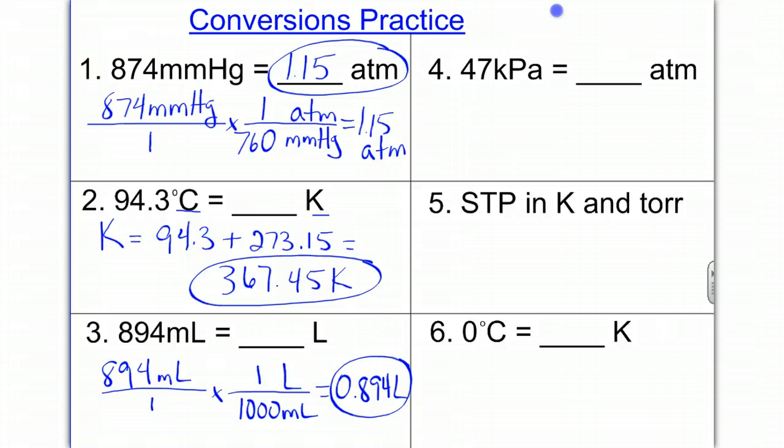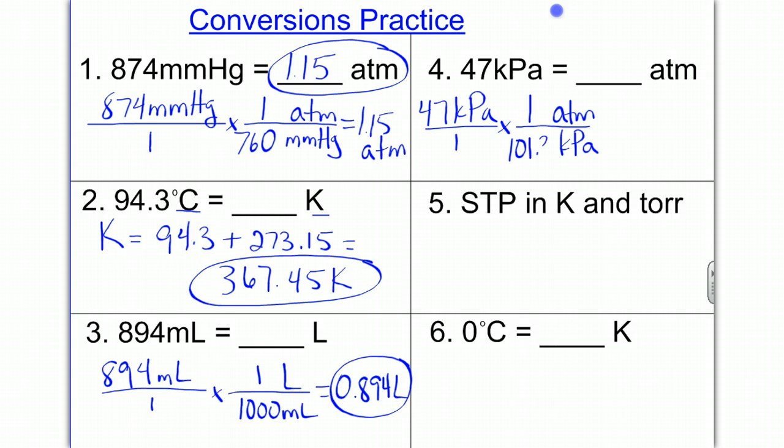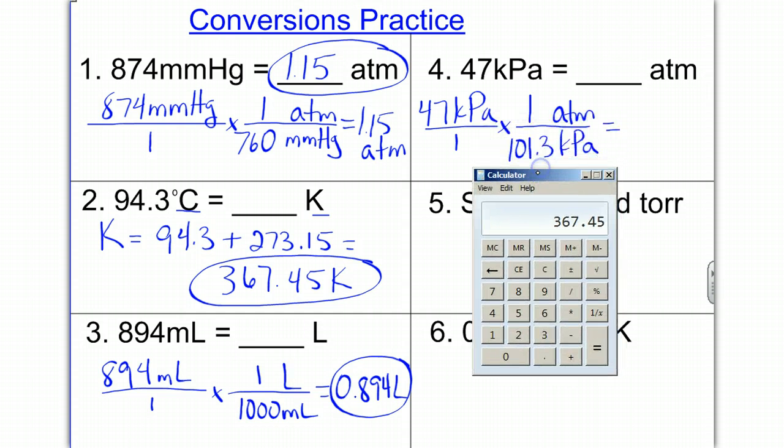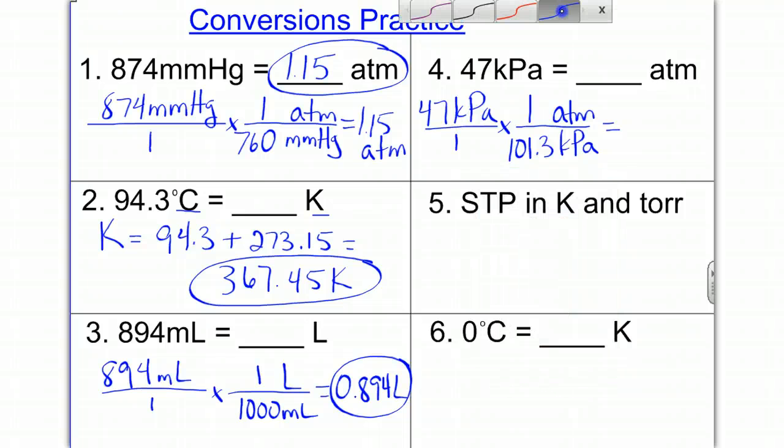Number 4, we'll take 47 kilopascals, put it over 1, times draw a line, go from kilopascals to atmospheres. 1 atmosphere equals 101.3 kilopascals. We'll take 47 divided by 101.3, and then that gives us 0.46 atmospheres.